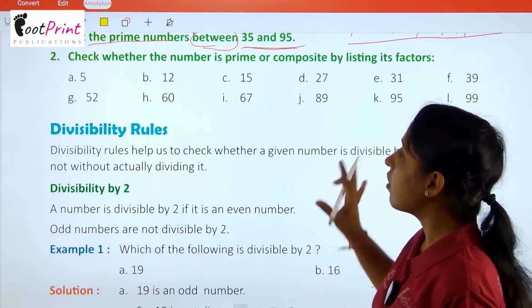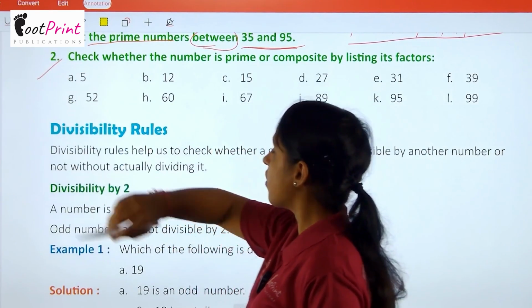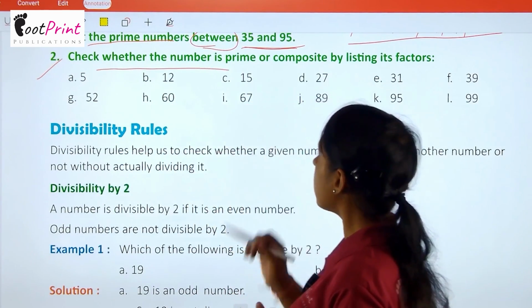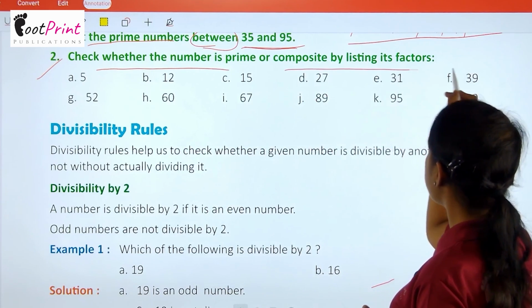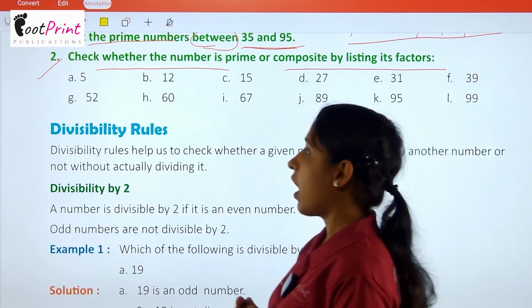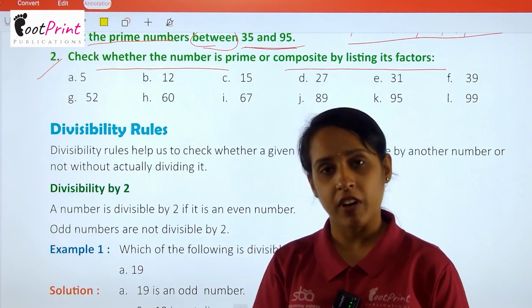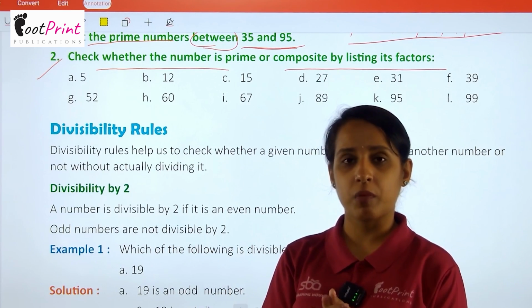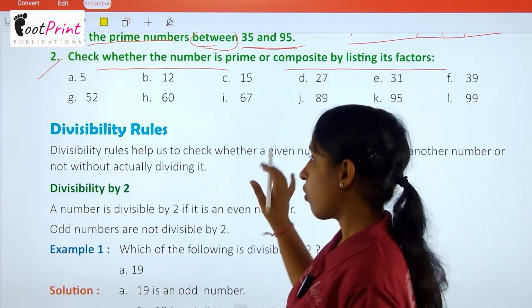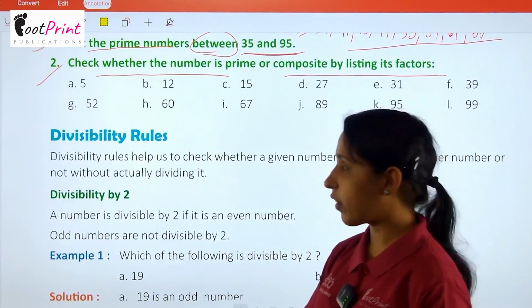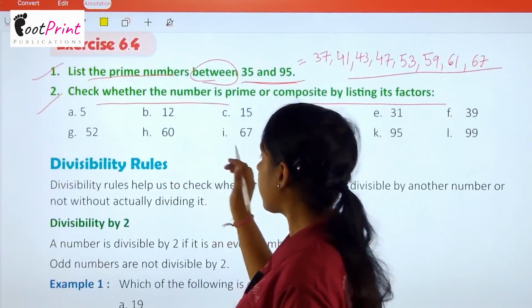Okay, now next, move to the next question, that is check whether the number is prime or composite by listing its factors. As we know, we can identify that a number is prime or composite by their factors. So first we have to find out factors. So what is the factor of 5?